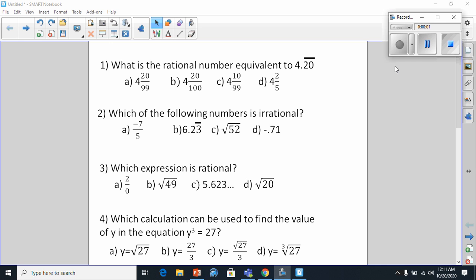All right, pre-algebra class, we're going to be doing a review sheet for the first quarter test. So let's go ahead and work through this.